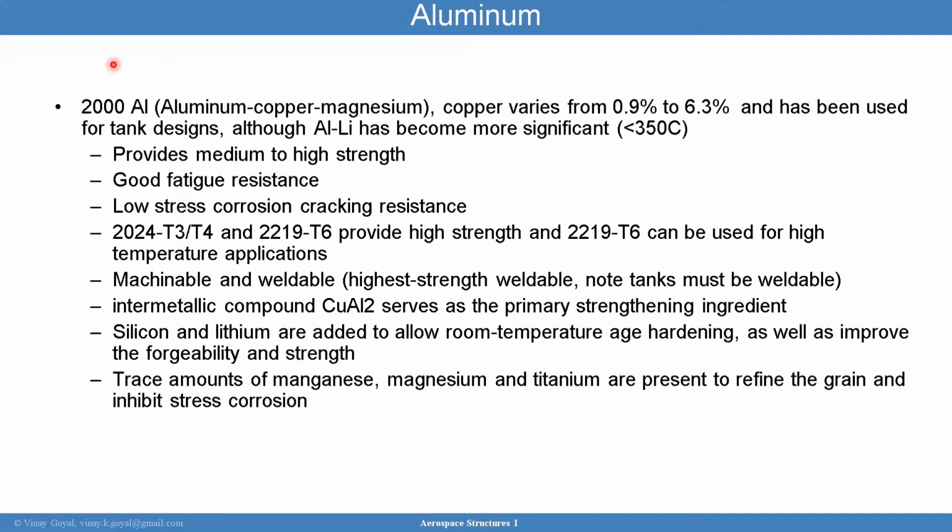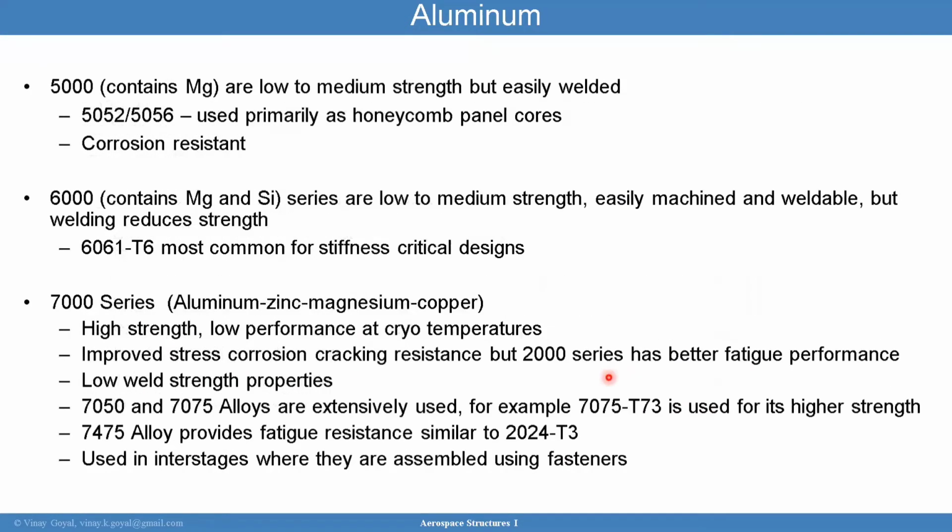It's machinable and weldable. It gives you high strength with weldability, and most tanks actually are welded with these materials because they're good for welding. Intermetallic compounds serve as a primary strength ingredient. Copper, silicon, and lithium are added to allow room temperature age hardening, which improves the ability to forge and improves the strength. There are trace amounts of magnesium and titanium present to refine the grain and inhibit stress corrosion.